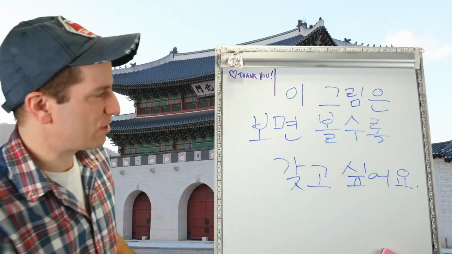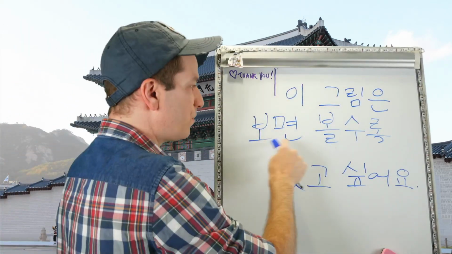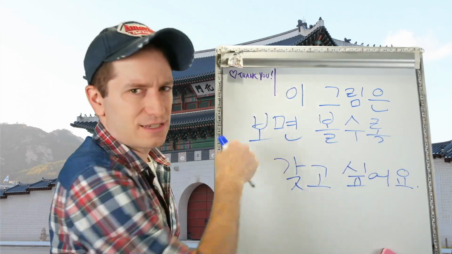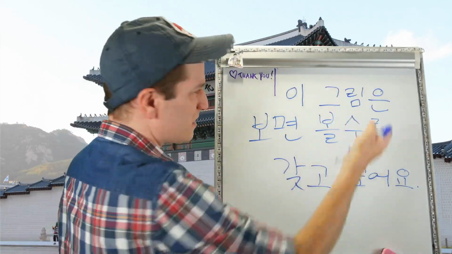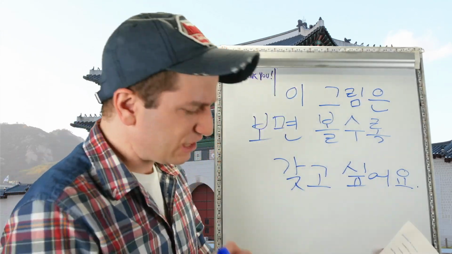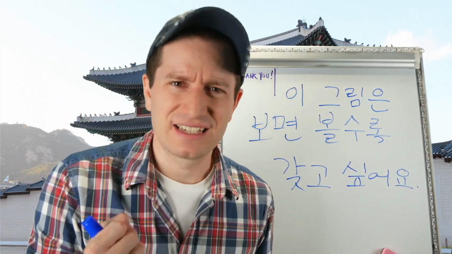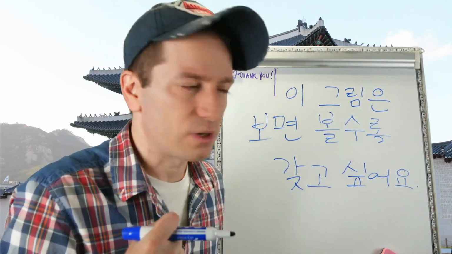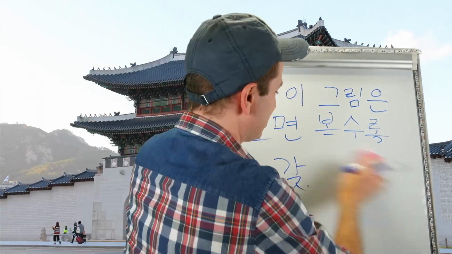이 그림은, so this 그림, drawing, 보면 볼수록, 보다, to see. So the more I see this drawing, 갖고 싶어요. The more I want to have it. The more I look at this drawing, the more I want it. 이 그림은 보면 볼수록 갖고 싶어요.